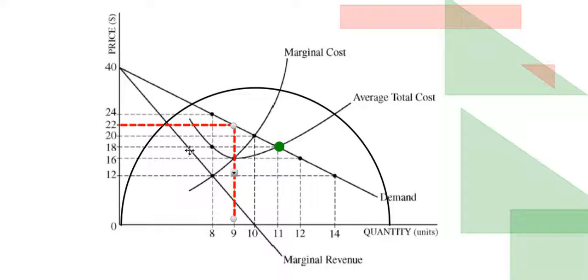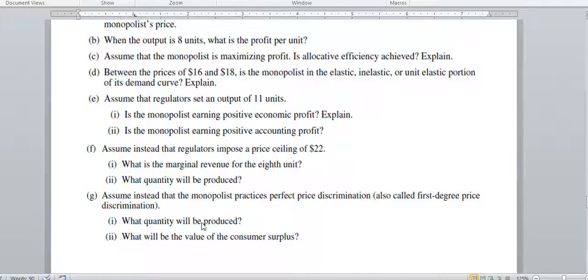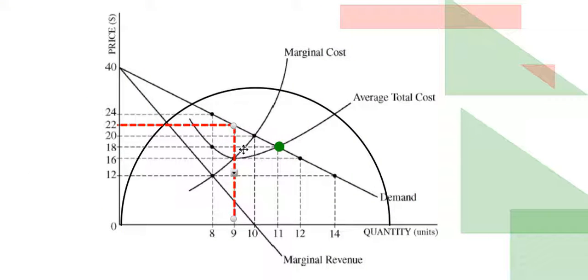But since the marginal revenue is now the price line, because it's set by the government regulation, the marginal revenue for that 8th unit is going to be whatever the price is, which is 22 for everyone from here up, because the price is set at $22. So the marginal revenue for that 8th unit is 22. And the other thing it asked was what quantity will be produced. Well, that's easy to see. If we have a price of 22, then the quantity produced would be here and here, right? 9.